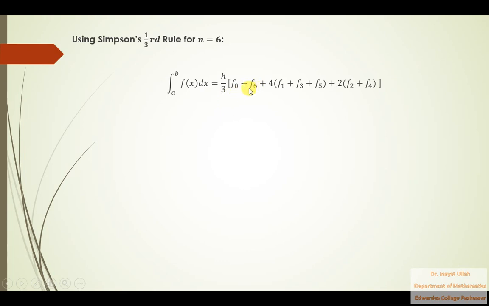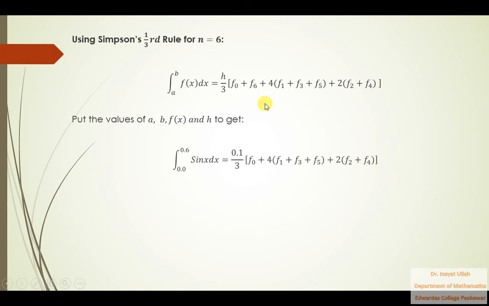So the last value will be added with the first value, and the rest of the values which have even suffixes will be multiplied with 2. So this is Simpson's 1/3 rule, and in this formula we need to put a, b, f of x and h to get this integral. A is replaced by 0.0, b is replaced by 0.6, f of x is replaced by sin x, h is replaced by 0.1.